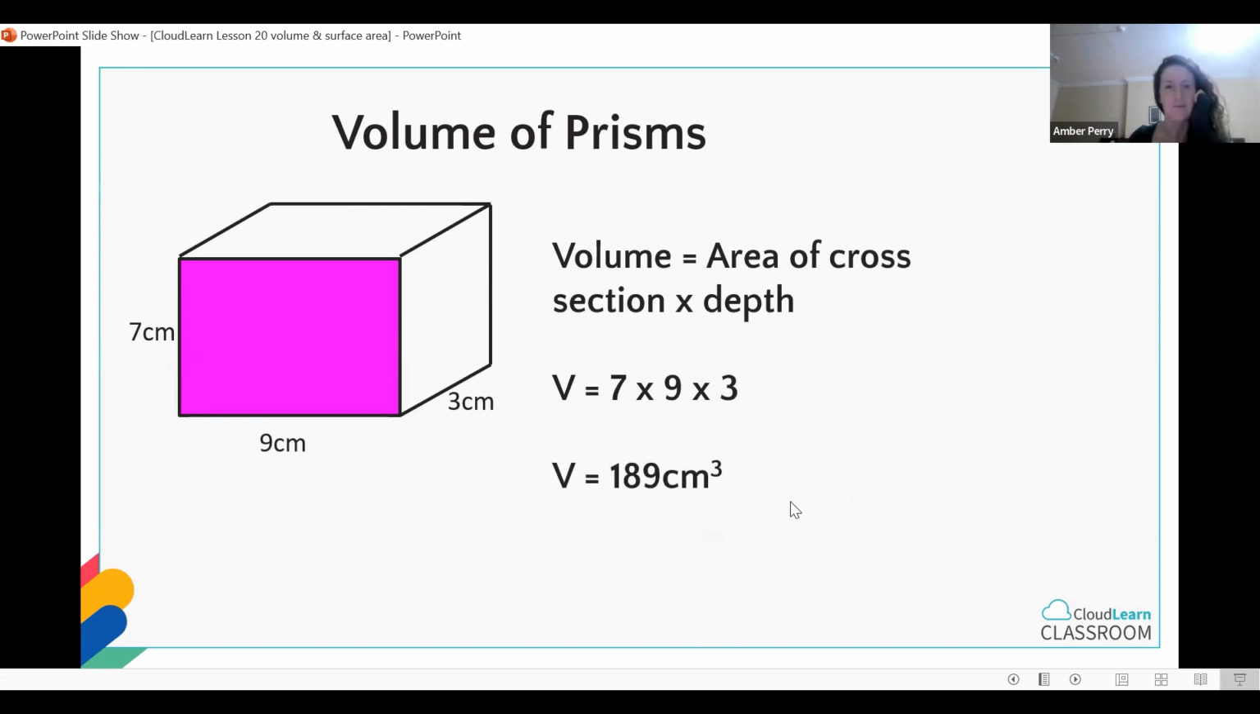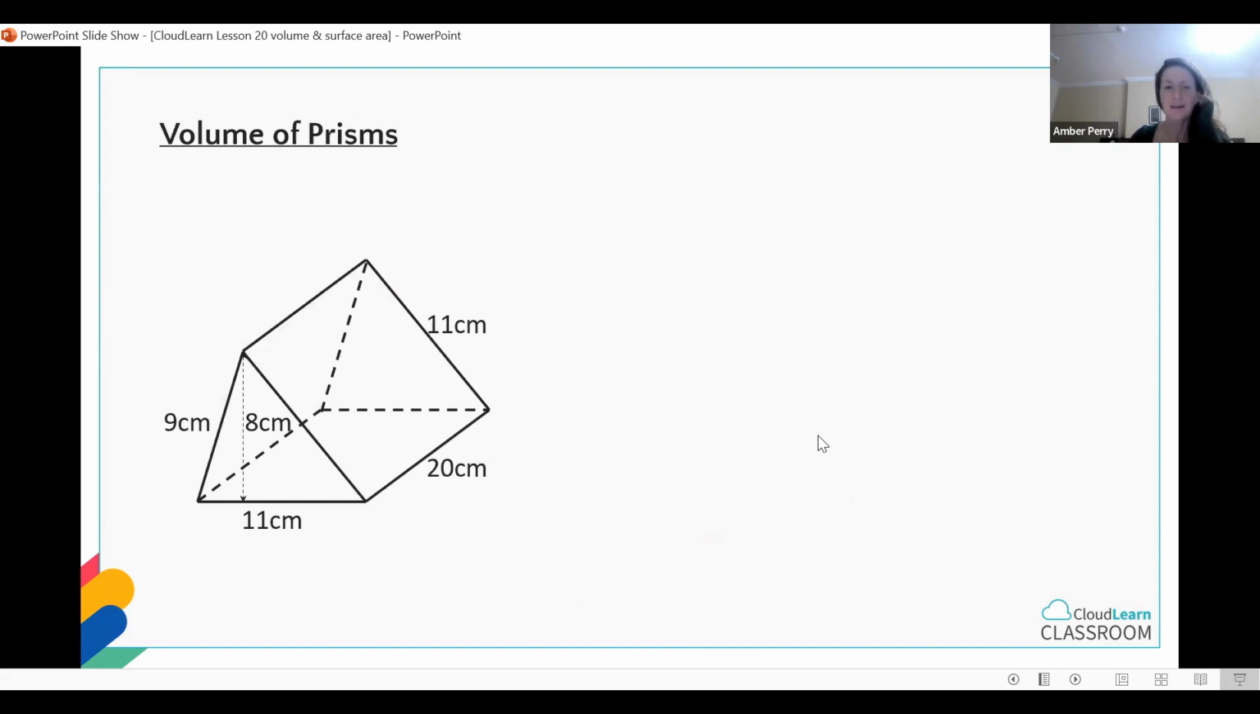Well done. Okay, so let's have a look at a more complicated prism. So this time we've got a triangular prism here, a triangular based prism. So this one has a cross section of a triangle.